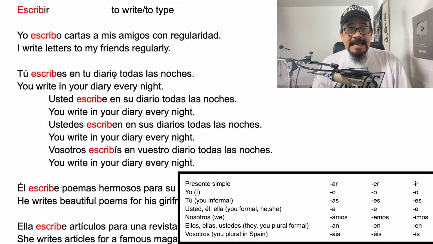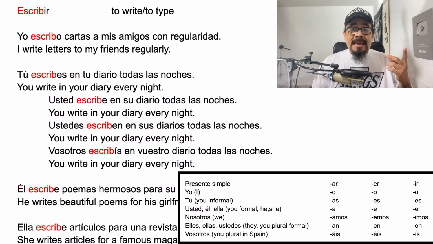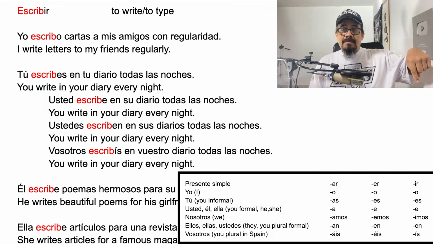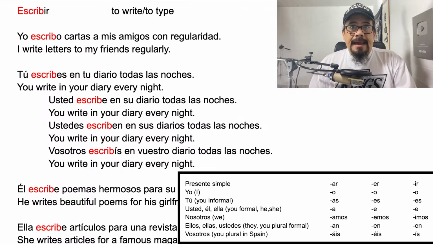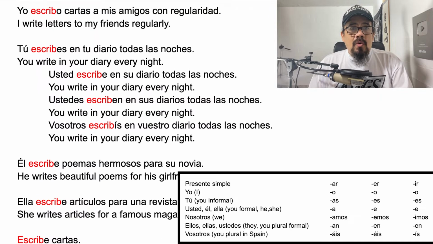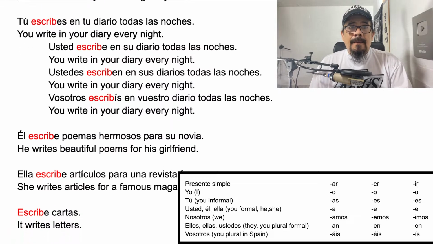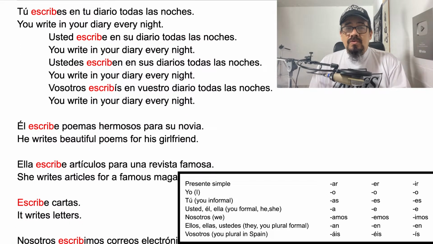So, yo escribo, escribir. Remember, escribir ends in ir, so we need to use the third column here, ending in ir. And we have, yo escribo cartas a mis amigos con regularidad. I write letters to my friends regularly. Tú escribes, singular, close relationships, informal. Tú escribes en tu diario todas las noches.